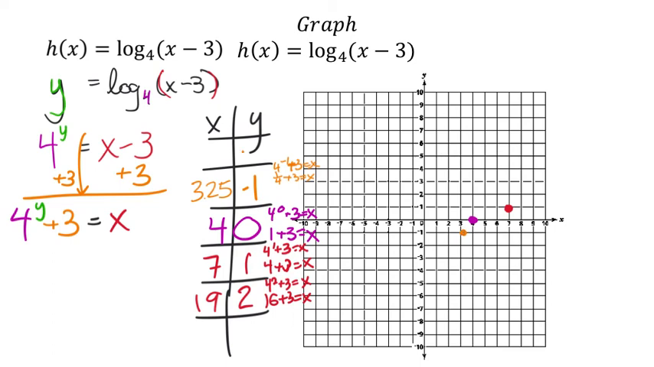Okay, well, let's try y is negative 2. It's going to be even uglier. So again, I'll show the work here. So that'd be 4 to the power of negative 2 plus 3 equals x, which is 1/16 plus 3 equals x. When I put that in the calculator, it gave me 3.06 or 3.1, right?